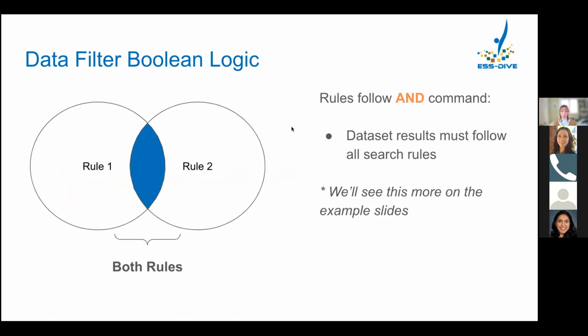So real quick, before we go into the examples, I just want to go over how the data filter logic works. The basic foundation is that you can enter as many rules as you want. However, your data sets must follow all rules. That's because it's based on Boolean logic, the AND command. I just have a quick visual to help visualize this, but you'll see this a little better when we have examples.